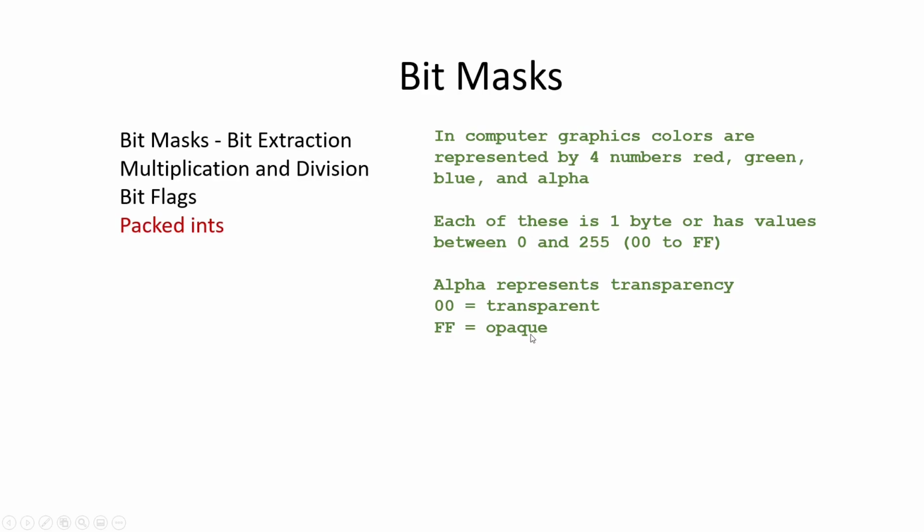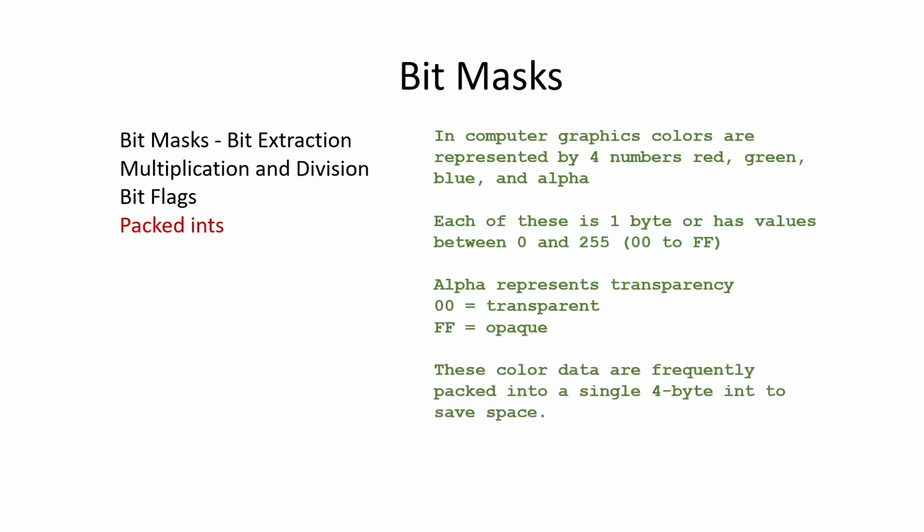This is used for compositing. If I want to layer images on top of one another, I can do that with alpha masking. Okay, so here's the idea. I'm going to store all 4 of these bytes, because they're just 1 byte, into a 4-byte integer, and it's going to save me a bunch of space. That way I don't have to waste a full int for each one of these numbers.